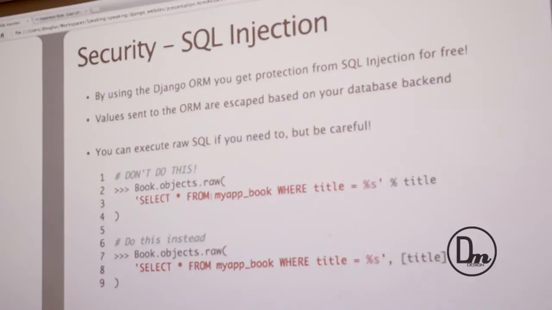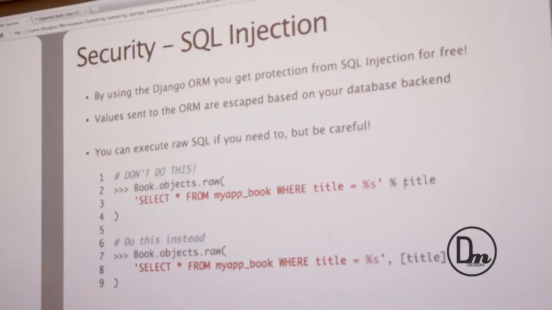And so one caveat I wanted to point out is a real subtle difference. String formatting this way is really dangerous. This is the SQL injection vulnerability right there. The way you're supposed to do it is to pass the value as a second argument into this raw function, and then the raw function will take care of escaping that, making sure your database doesn't get blown away.